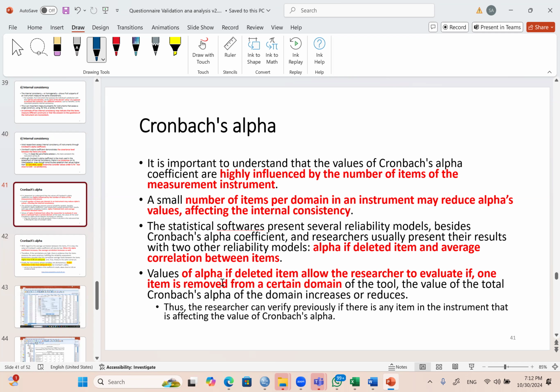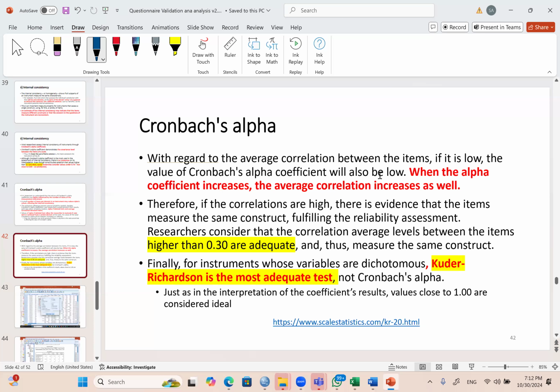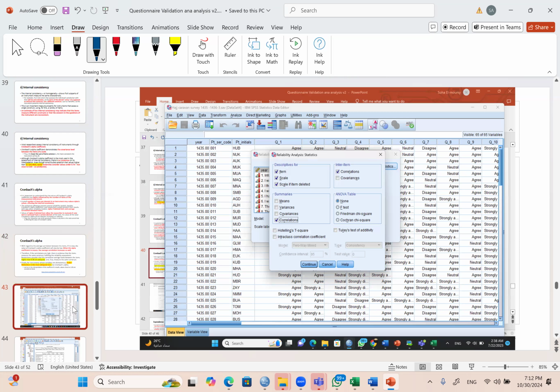Okay, so values of alpha if item deleted allow the researchers to evaluate, if one item is removed from a certain domain or tool, the value of the total Cronbach's alpha, whether it increases or decreases. Okay. We measure something else, which is called the average correlation between the items of a questionnaire. Here also we assess it by SPSS. But I'm not going to go through this because I think this is enough for you.